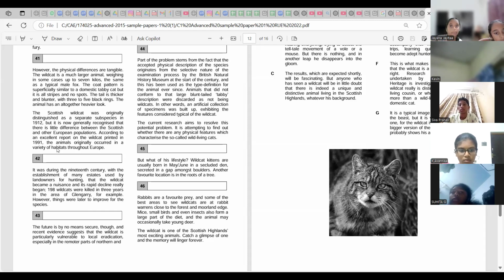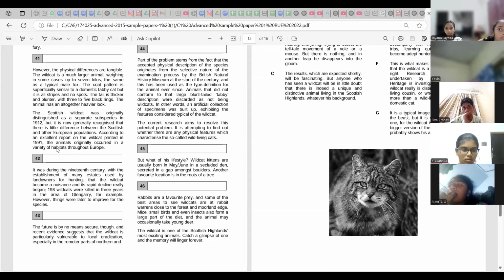Look at that. There is some hunting going on. 198 wildcats were killed in this paragraph in the area of Glengarry. For example, however, things were later to improve for the species. They are finishing the gap. Just prior to the gap, they are saying that there is an endangered species. 198 wildcats were killed. There has been an improvement of the species, meaning the killing stopped for some reason. That is going to happen in gap number 43.